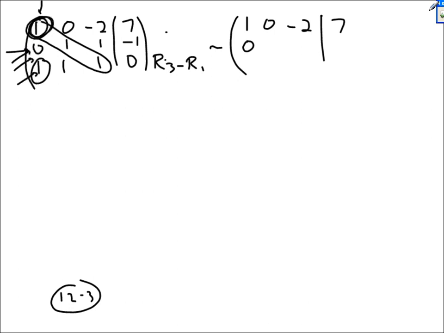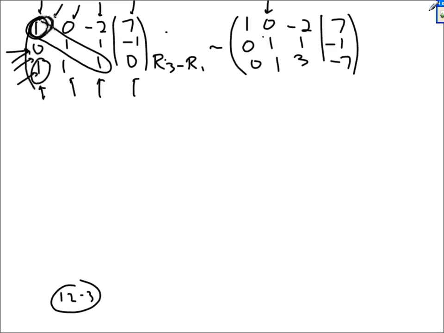What does matter is that the first row did not change. The second row, we didn't need to change. The third row changed. 1 minus 1 is 0. 1 minus 0. Row 3 minus row 1 is 1. 1 minus negative 2 is 3. 0 minus 7 is negative 7. And if you can divide any row by a number and make them smaller, do so. But I don't see that happening. Okay, column 1 is fine.